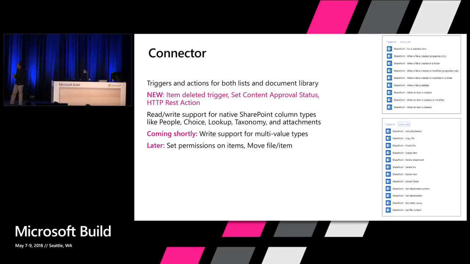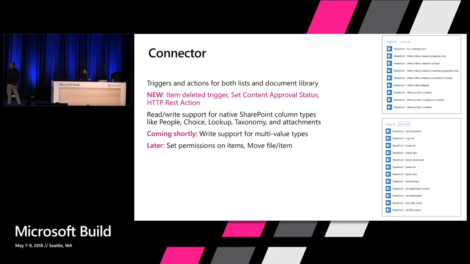In terms of what's coming, we have read-write support for native SharePoint column types like people, choice, lookup, taxonomy, and attachments. Coming soon, and we've heard from a lot of you that you desperately want this, is the ability to write for multi-value types. So if you have a multi-value choice or multi-value lookup, you'll be able to write to it. And believe me, we're working on this. I've seen it work in a preview environment. It's coming. We know a lot of you have asked for it.